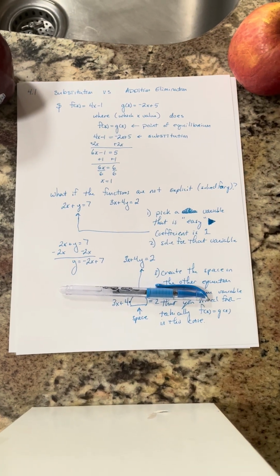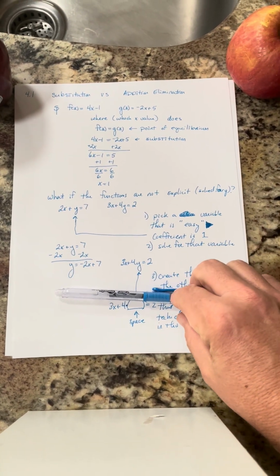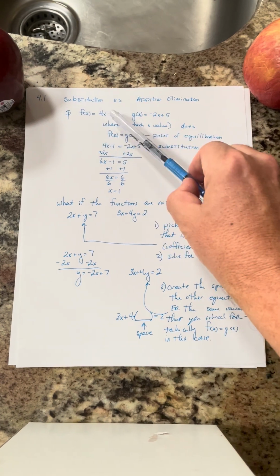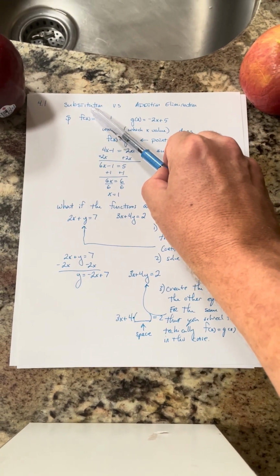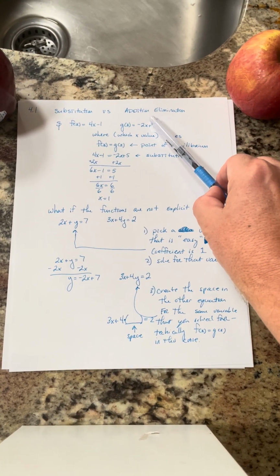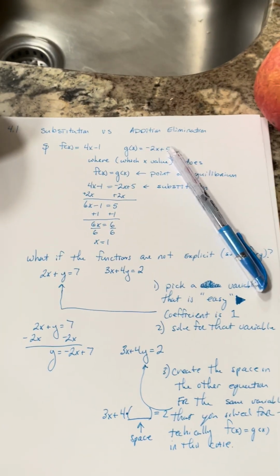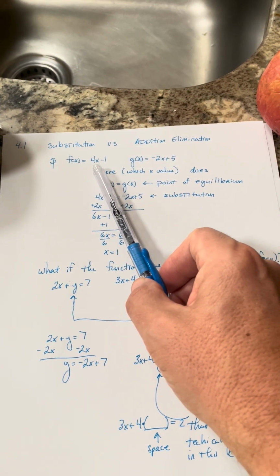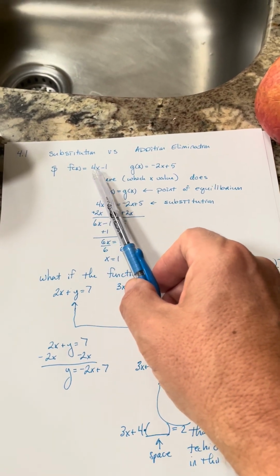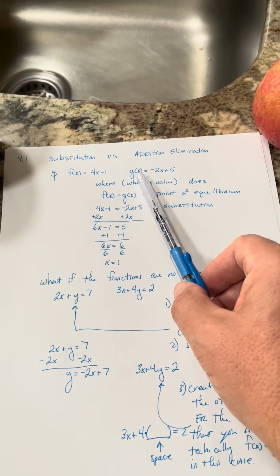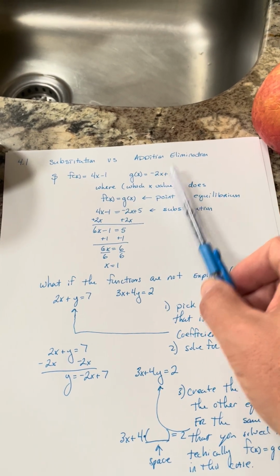Hello everybody. So today we're going to do more on section 4.1, and we're going to talk about the substitution technique versus the addition elimination technique. So we're going to start off and suppose we have two functions. One, f of x is 4x minus 1, and the other one, g of x, is equal to negative 2x plus 5.